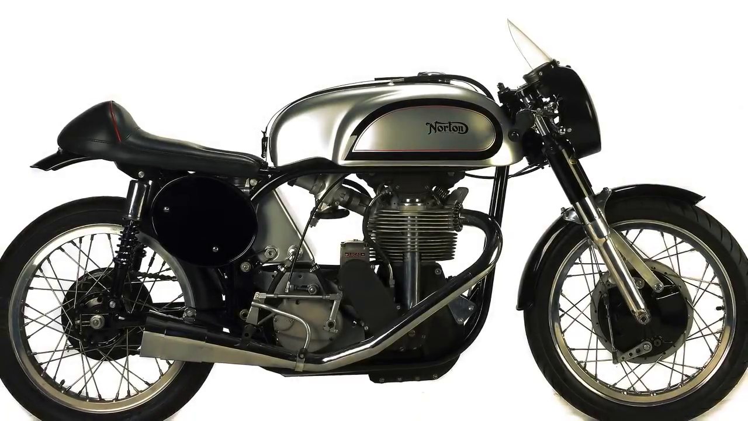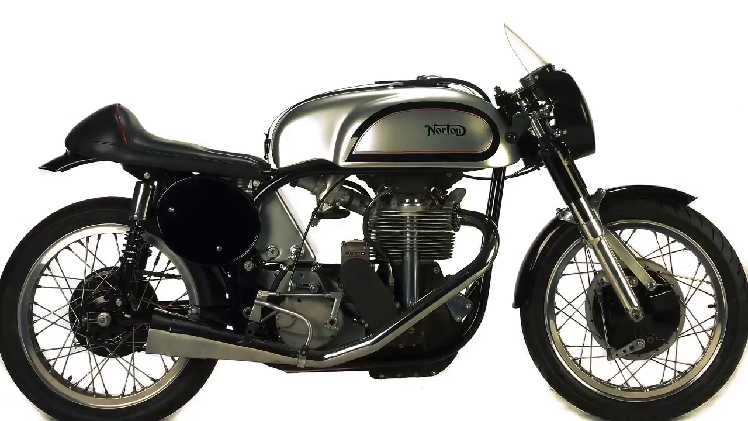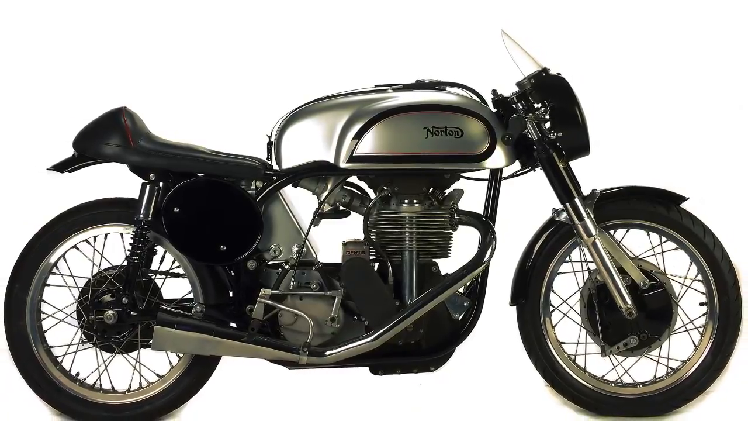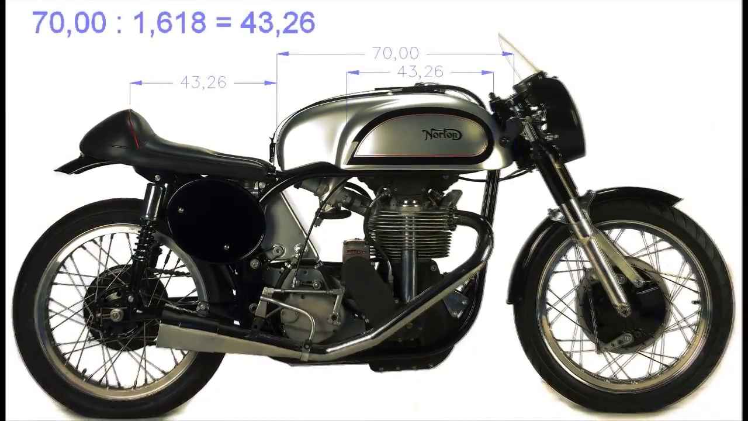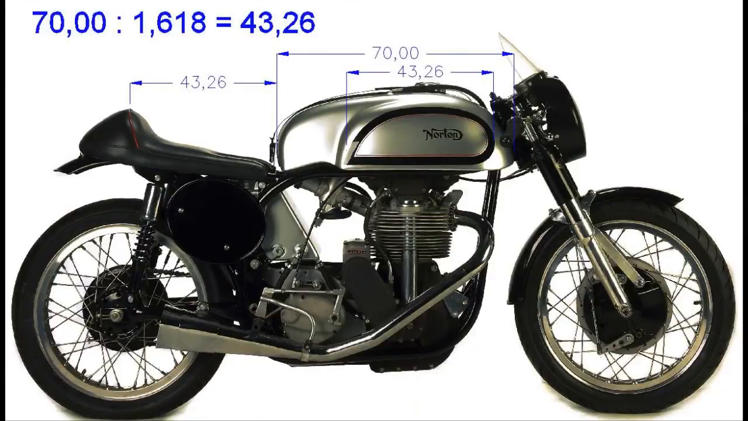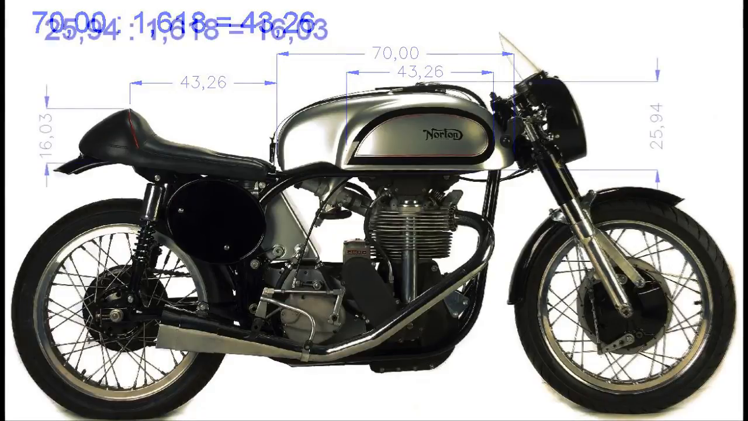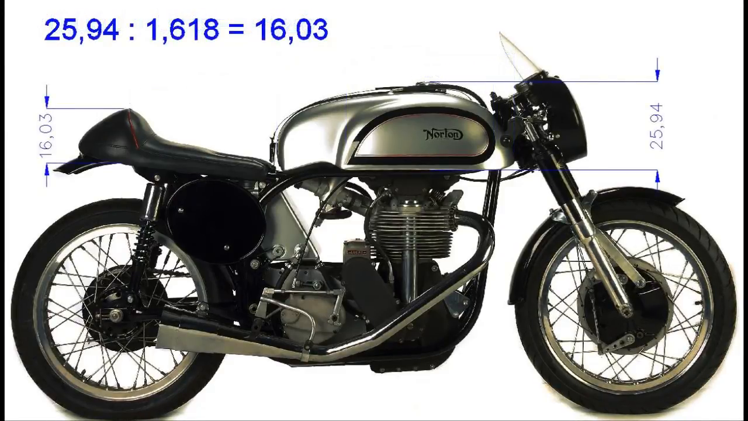The proportion of this other Norton is also strange, but is beautiful at the same time. Applying the magic number on this motorbike, we will confirm that everything makes sense. The only thing that doesn't match with the other elements is the short end of the seat, but considering that this is a racing bike, there is no problem with that.